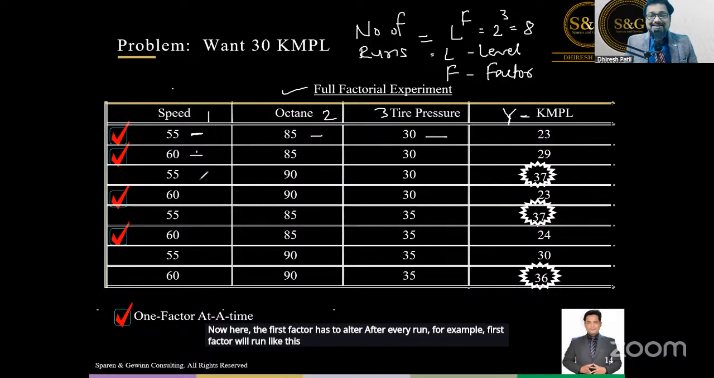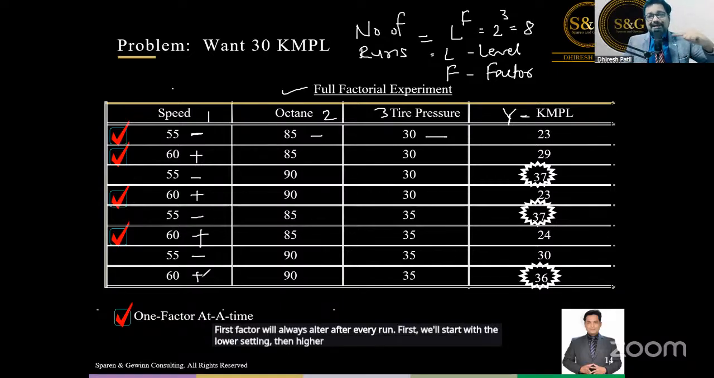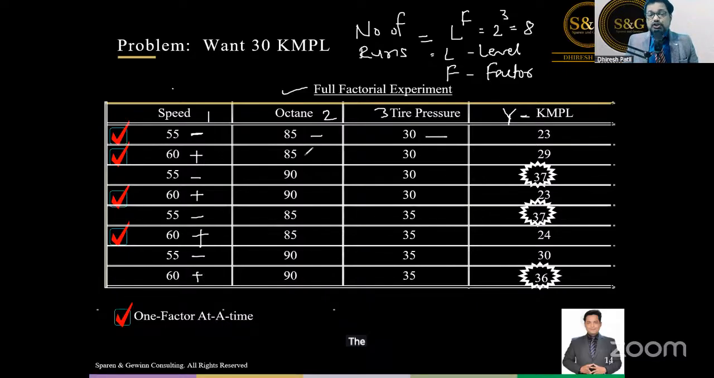For example, the first factor will run like this: minus plus, minus plus, minus plus, minus plus. Remember this. First factor will always alter after every run. First we start with the lower setting, then higher, then lower, then higher, and so on and so forth. The second factor will change after every two runs, like this: minus minus, plus plus, minus minus, plus plus. After every two. Are you clear?